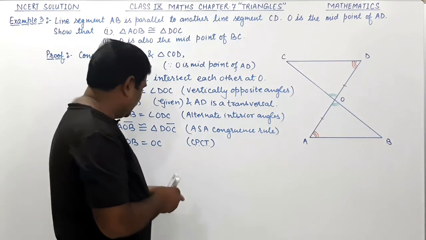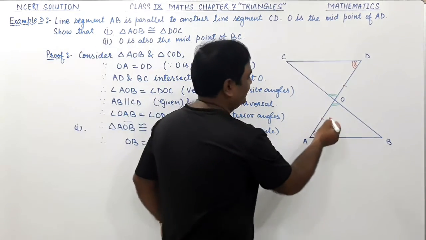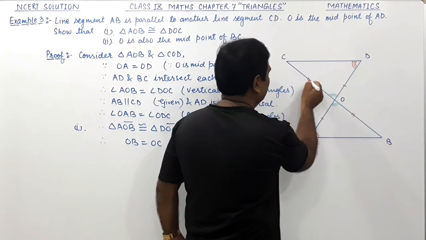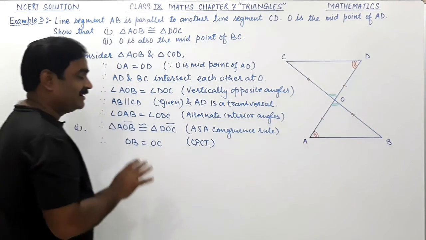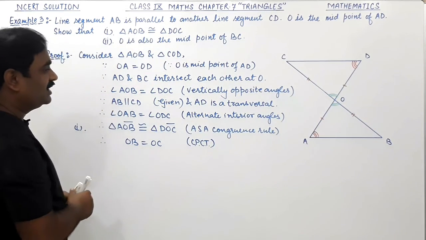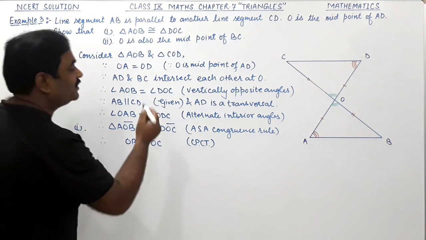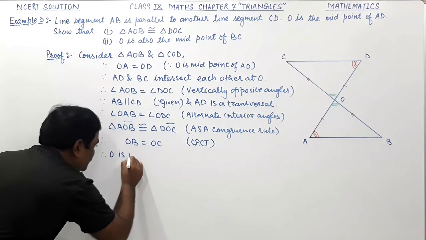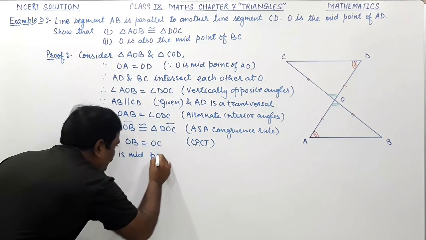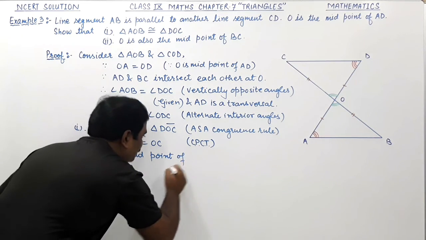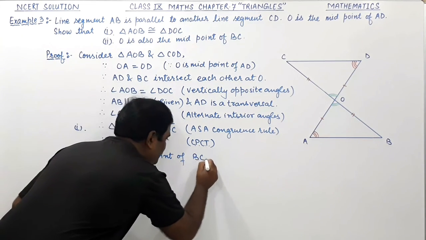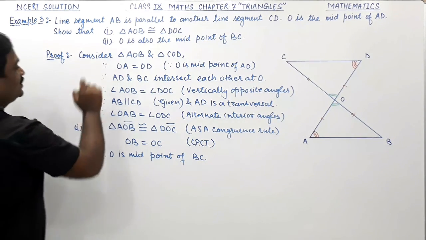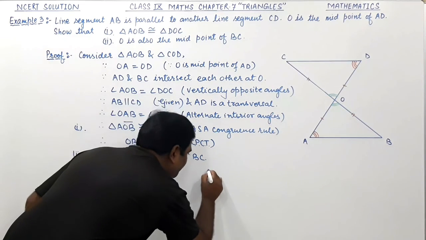These are the corresponding parts of congruent triangles. So what we got, this OB is equal to OC, हमको क्या मिल गया? So based on this, what you can say? आप क्या कह सकते हो कि जब OB is equal to OC मिल गया, so our result came. Therefore O is the midpoint of BC also, which was the second thing that you were going to prove, right friends? So both the things we proved easily.